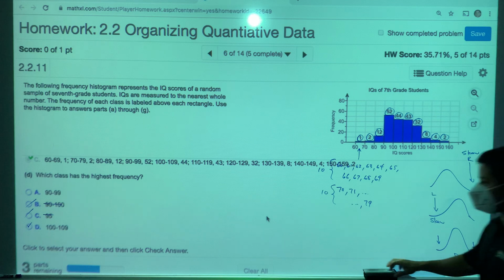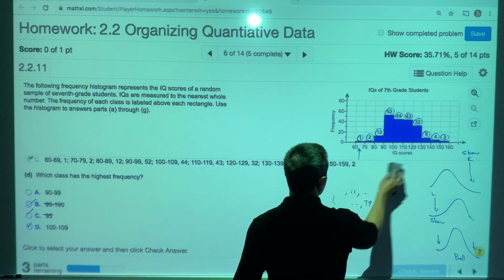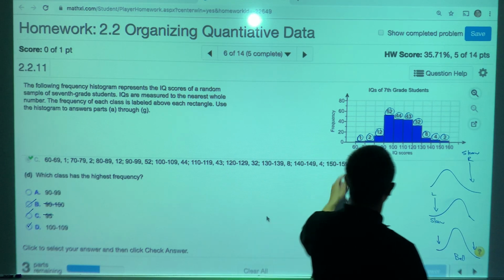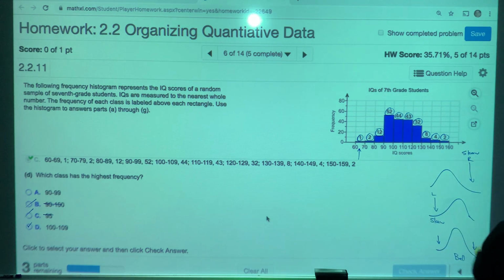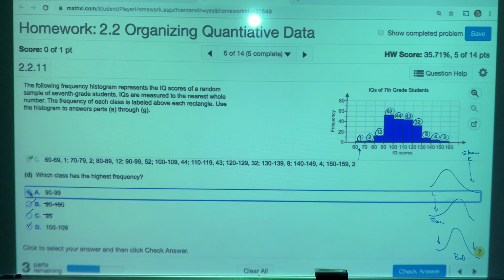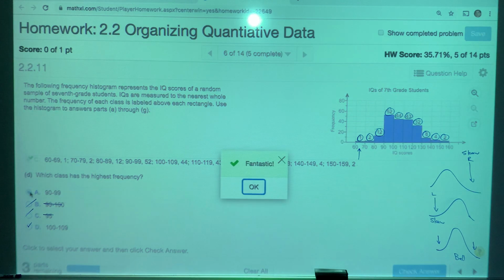Well, in order to answer that question, all you have to do is look at which one of these classes has the biggest number. For mine, the biggest number is 52. There are 52 people that fall within this IQ range of 90 to 99. So for mine, the 90 to 99 IQ range has the most amount of people. Any questions about that at all? Yours might be different. It just depends on the problem.